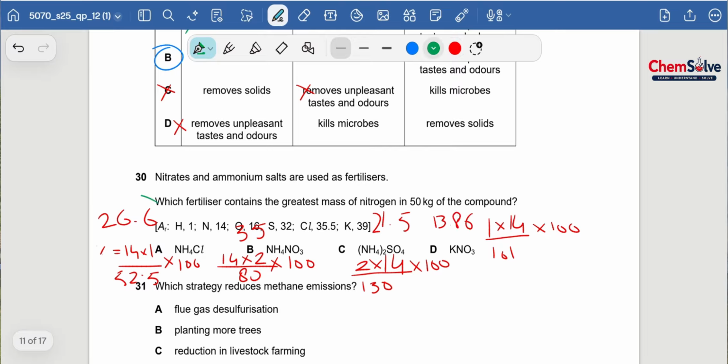13.86. So these are the percentage by mass values of nitrogen that we got, and you can see that B has the maximum percentage by mass of nitrogen, so this would be our correct option, because the compound which contains more percentage by mass of nitrogen will give the greatest mass of nitrogen in 50 kg of the compound. So option B is the correct one.